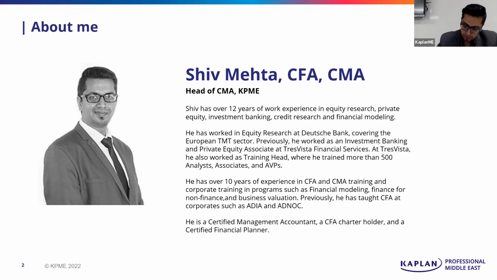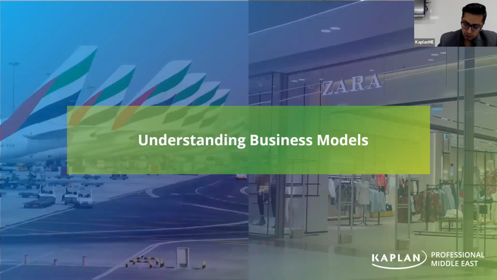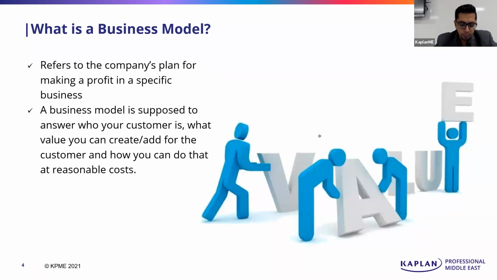So here, let's start. Understanding business models. Now, firstly, let me talk about what is a business model. As I already pointed out, the business model is the company's plan for making a profit, which is nothing but how do they make sales, what are the costs they incur to make those sales. So revenue minus cost in a specific business, right?